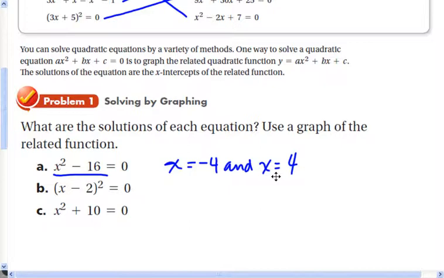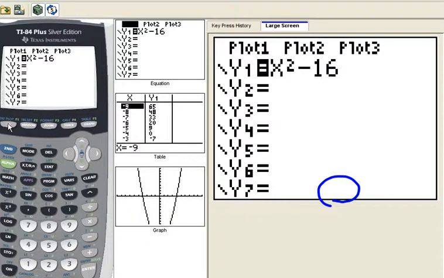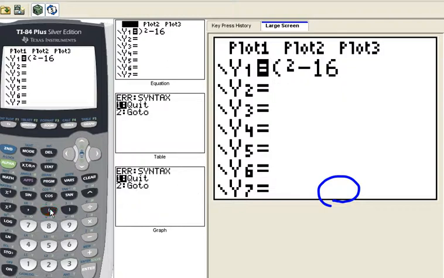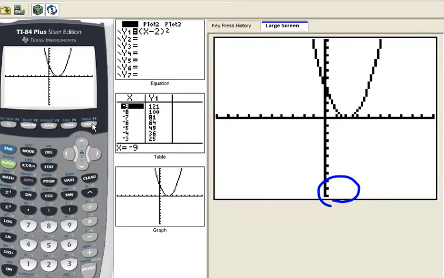Okay? So to do the next one, we'll just put that equation in, the quantity x minus 2 squared equals 0. So press your y equals, and parenthesis, I'm going to graph that one. And on that one, go ahead and press my trace button. It looks like it's touching 0 somewhere around here.